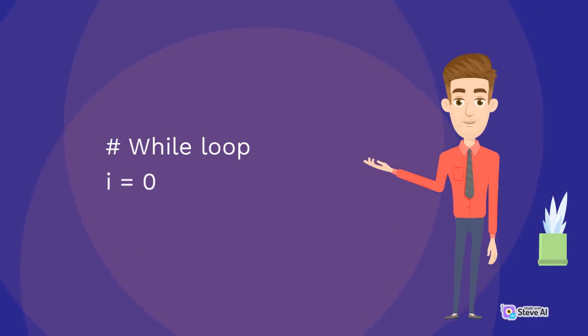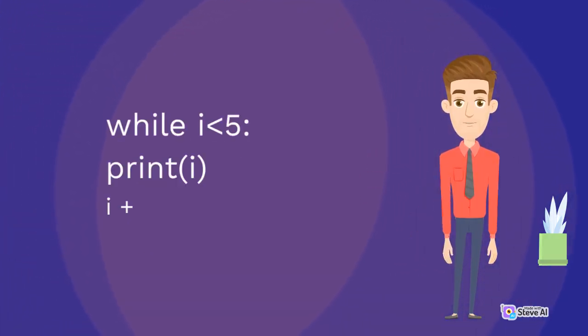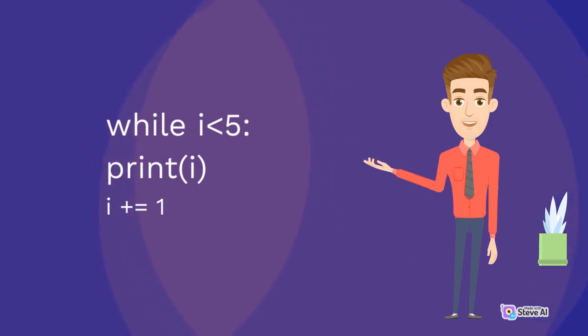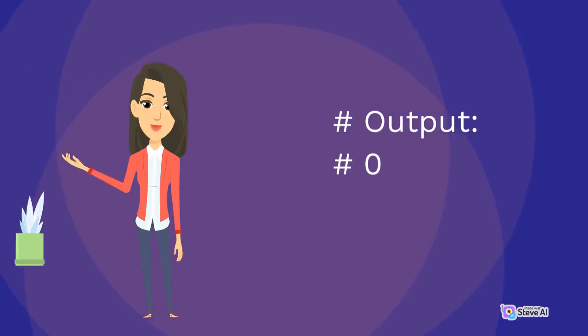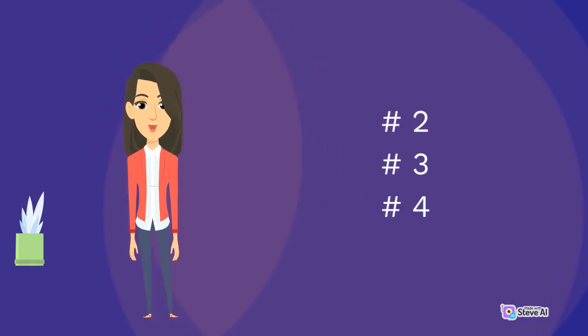# while loop: i = 0, while i < 5: print(i), i += 1. # output: 0, 1, 2, 3, 4.